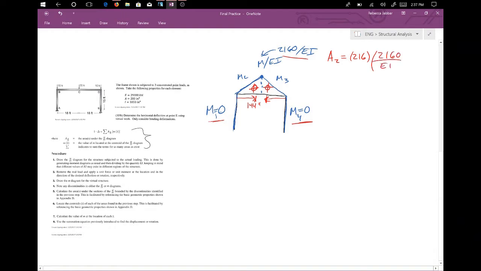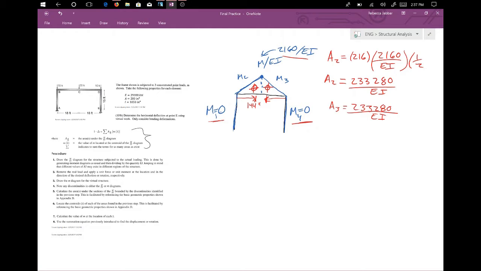2160 over EI, and then all that times 1/2. So we plug that into our calculator and get 233,280 over EI. That's our first area, but again, by symmetry, it's also our third area. And that's about everything we would do for our real moment diagrams. We got the areas; all we're doing is locating the centroid. That's all we want to know.